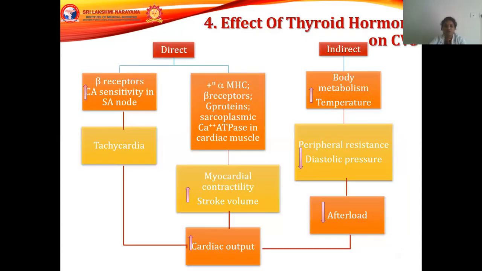Next, we'll see about the effect of thyroid hormone on the cardiovascular system. So this has two effects. One is a direct effect and the other is the indirect effect. So via the direct effect, there is an increase in the beta receptor sensitivity to the catecholamines in the SA node. So when the catecholamine sensitivity is increased in the SA node, there tends to be an increased impulse production. So when there is an increased impulse production in the SA node, it means that the heart rate is going to increase and hence there is tachycardia.